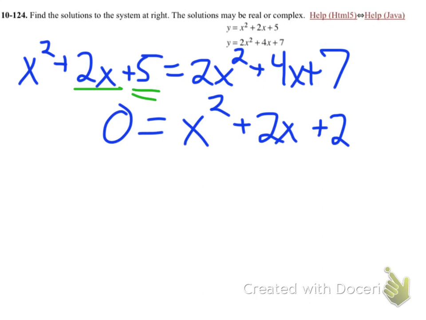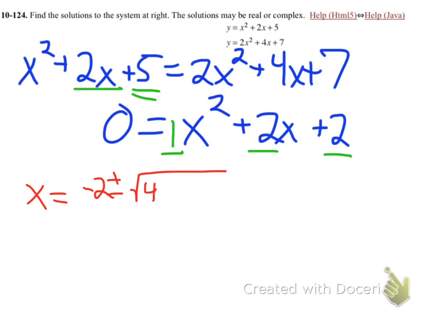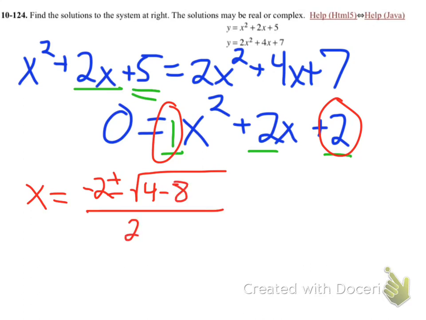From here I can do the quadratic equation. My a value here is 1, my b value is a positive 2, and my c value is 2. So, x equals the opposite of b, plus or minus the square root of b squared, so that's 2 squared, minus 4 times a times c. So 4 times 1 times 2 is going to be 8. And then everything is divided by 2 times a.